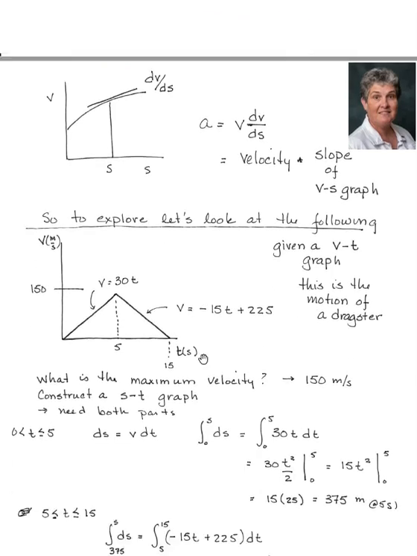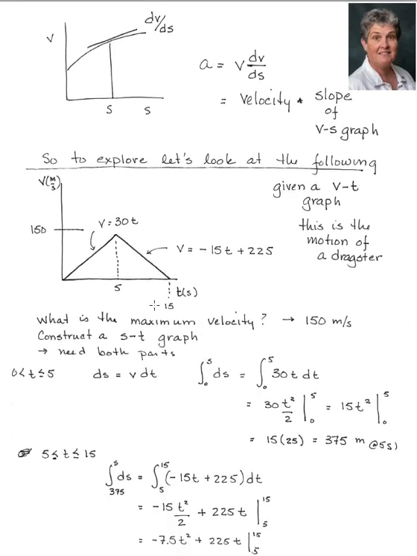So I'm going to explore this a little bit, and we're going to use this velocity versus time graph to describe the motion of a dragster. And we've got a nice triangular shape, and if you think of a dragster, we're going to try to do a constant acceleration and then have a constant deceleration.